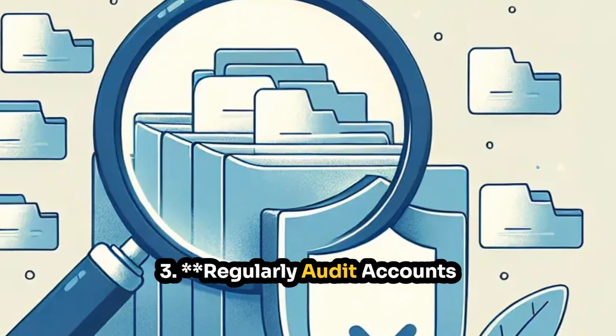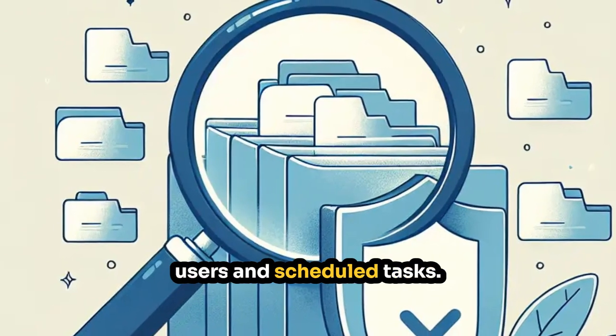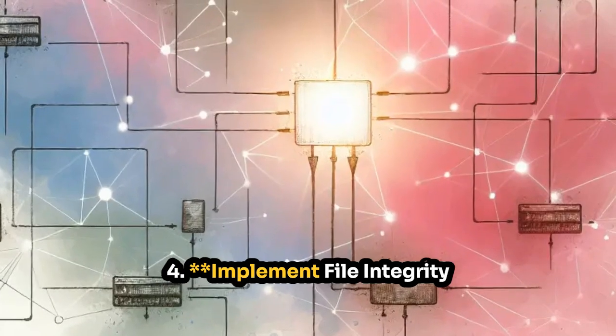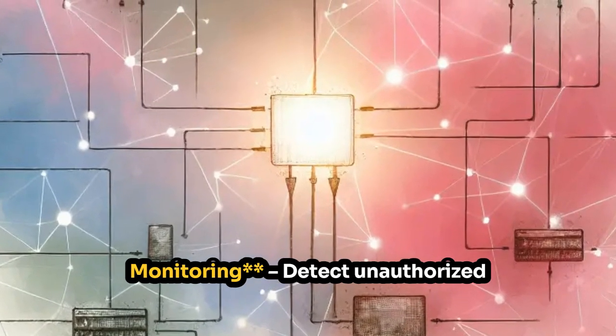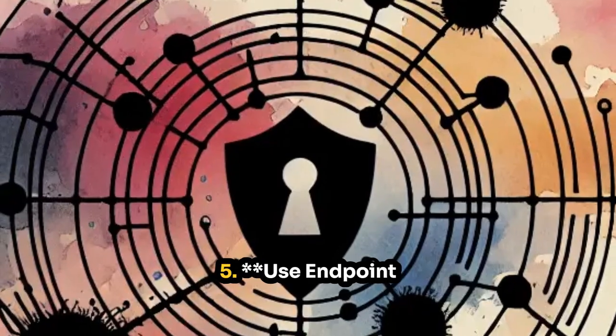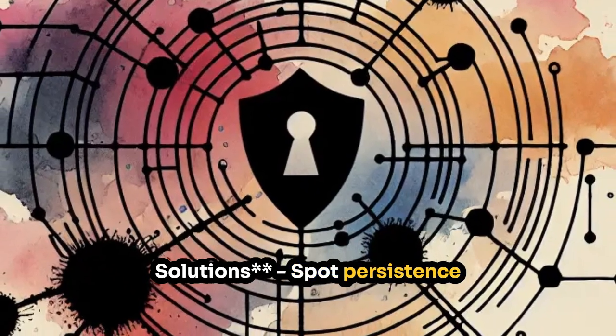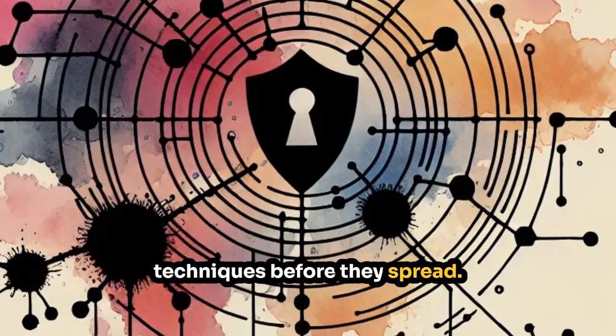3. Regularly audit accounts and services. Identify unauthorized users and scheduled tasks. And 4. Implement file integrity monitoring. Detect unauthorized changes to critical files. 5. Use endpoint detection and response solutions. Spot persistence techniques before they spread.